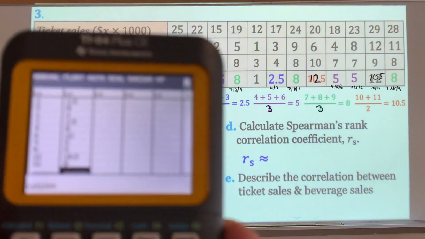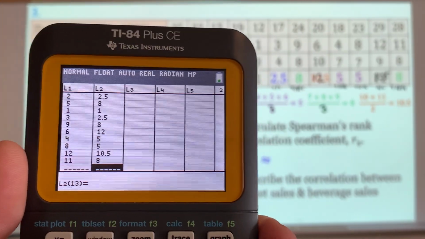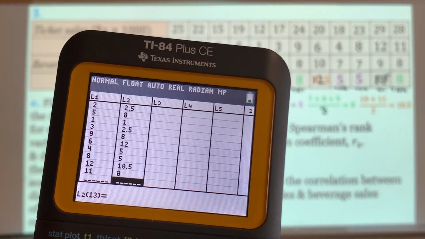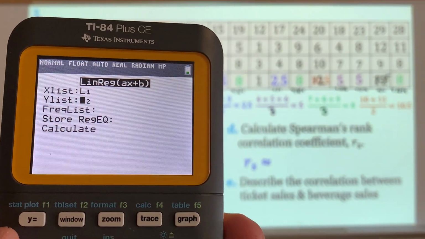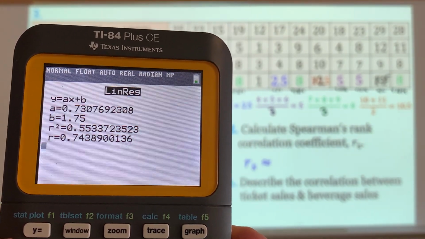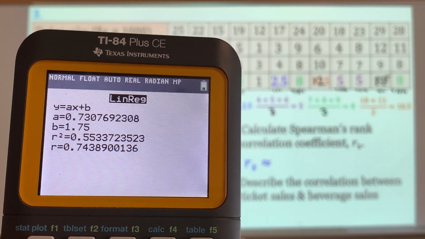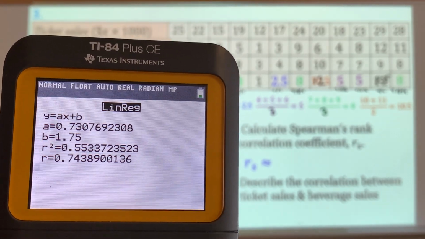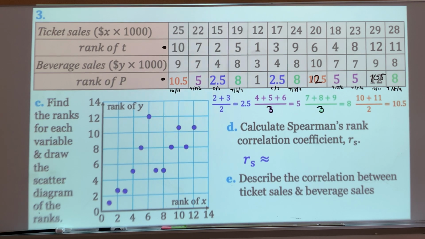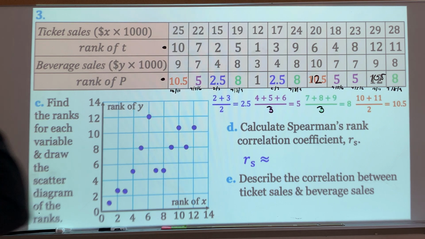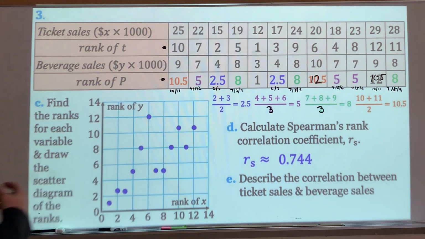Something pertaining to this is what it looks like. That's the tail end of it. Stat, calc, boom, 0.744. Ew, that's not a very good one. Not a very good one at all. So, 0.744. Perfect. So describe the correlation between the two.